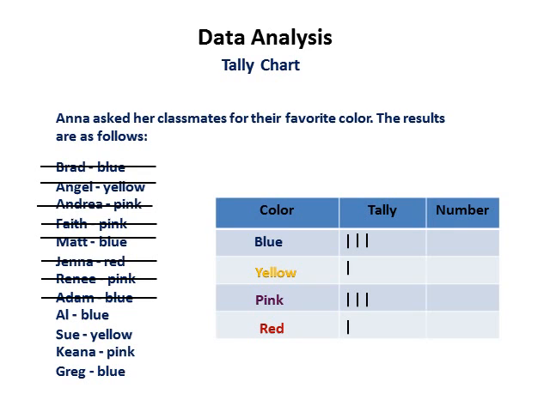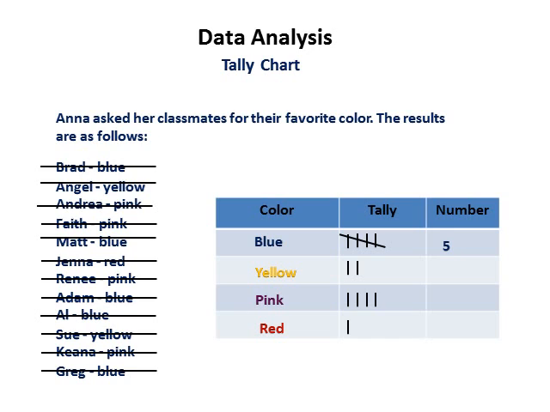Adam is blue, so another blue in there. Al is blue, another blue. Sue is yellow, so another one for yellow. Kiana is pink, so another line for pink. And the last one is Greg, blue. Since we already have 4 under tally, the next one would be a slash across. So you'd know that one bundle of lines with a slash is 5. Now under the number, basically you just count the tally.